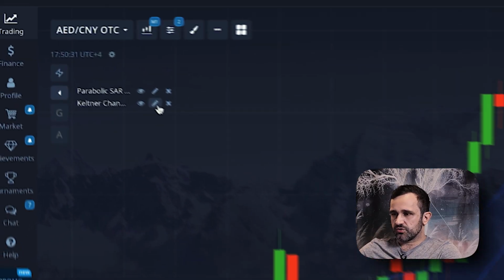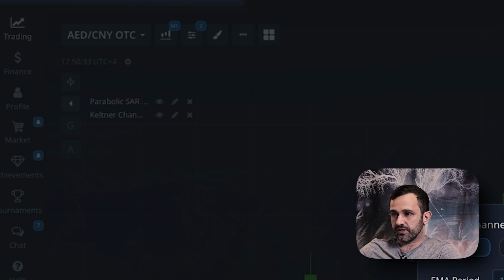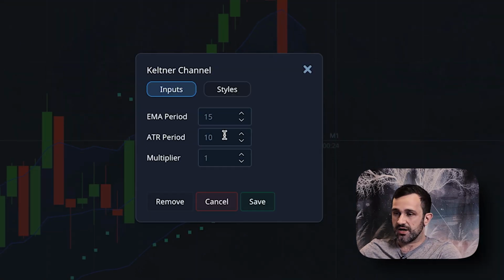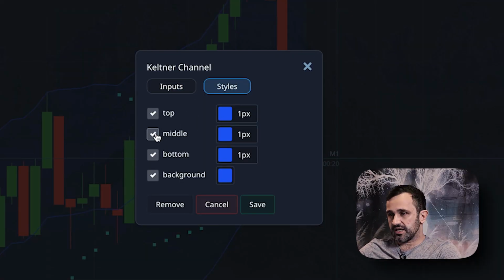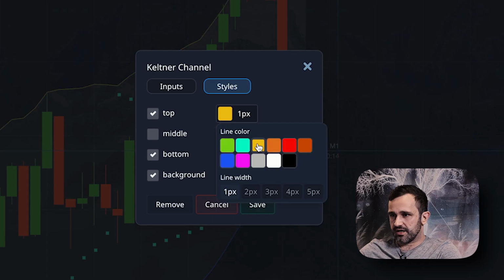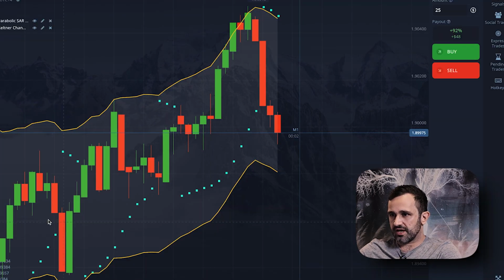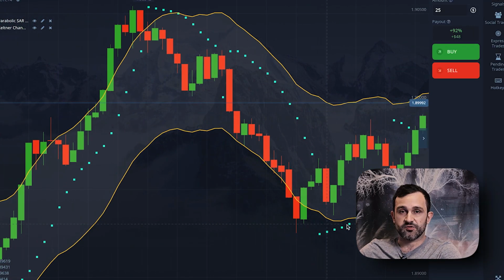Now Keltner. It shows the working price movement corridor. EMA period 15, ATR period 100, multiplier 2. With these settings, Keltner shows not small fluctuations, but real stable zones of price deviation. Style-wise, I remove the middle band and set the upper and lower bands to yellow. Together, these indicators help enter from overheating zones in a confirmed direction.